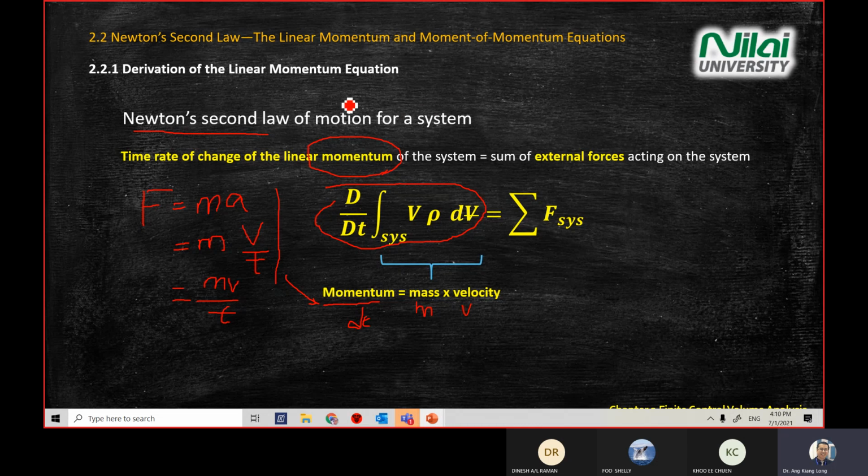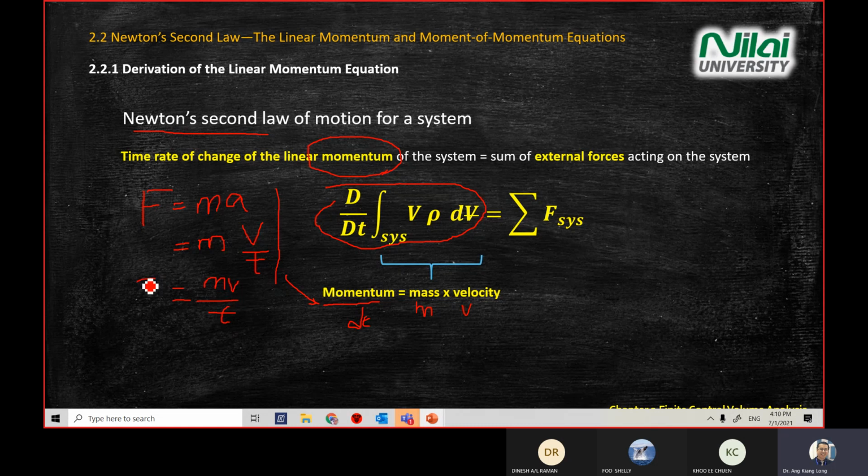We are recalling what you learned in the previous module, or even some you learned in your secondary school. It is the fundamental definition of Newton's second law. We deal with acceleration, F equal to ma, and you break the acceleration into velocity divided by time. Then you combine the product of mass times acceleration, you will get mv divided by t. And mv, mass times velocity, is momentum.